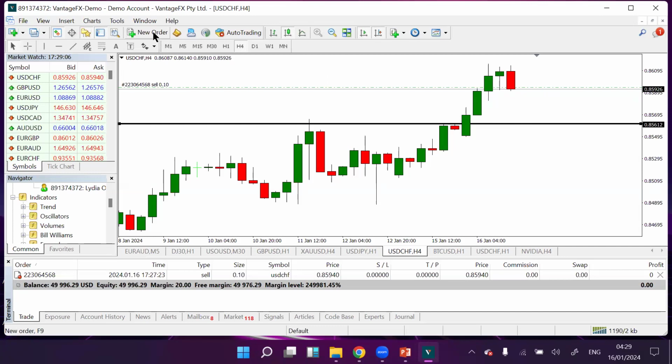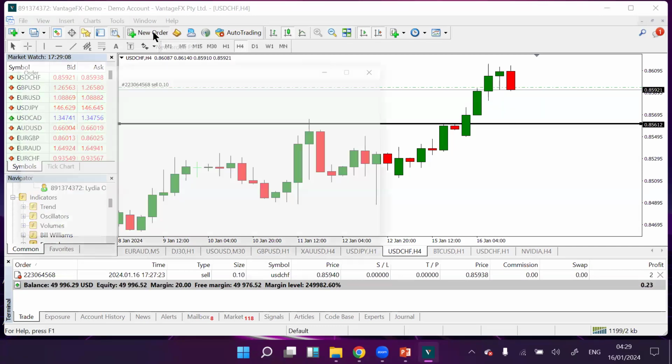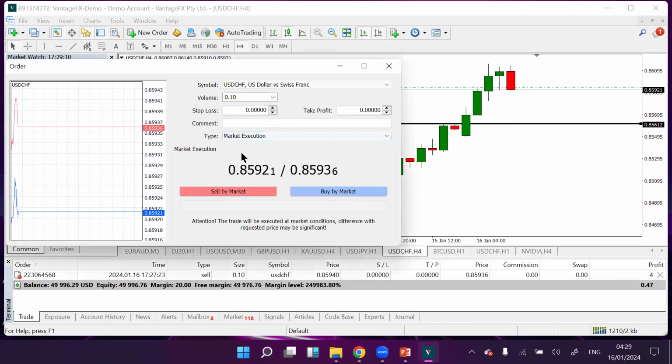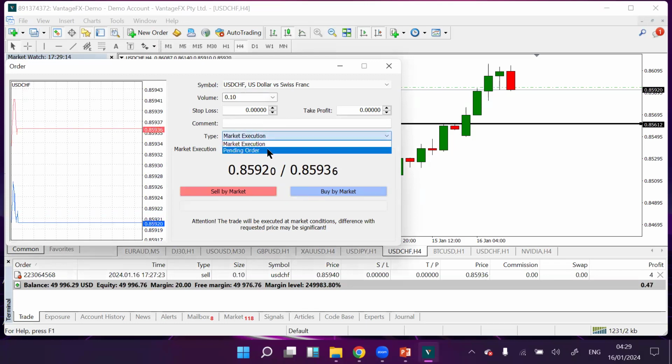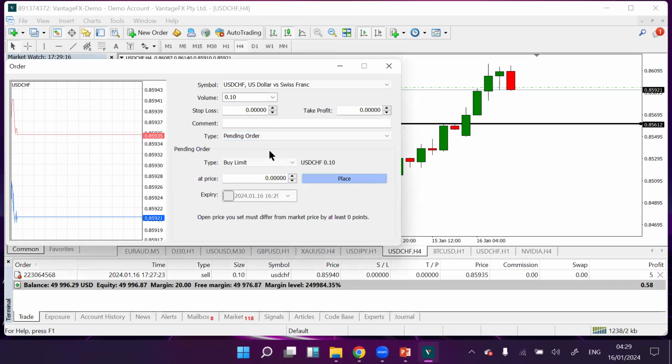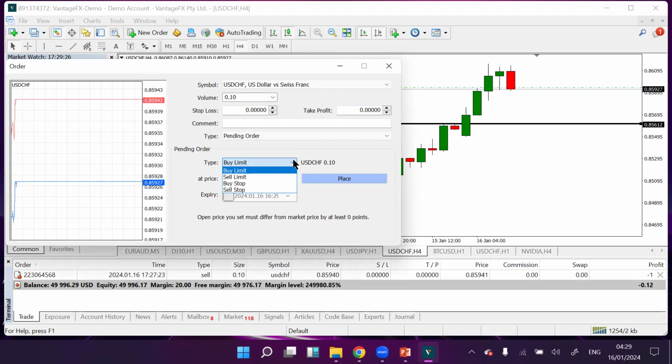So we'll come to new order. Again, we click on new order. You see, it says market execution. We pick market execution, then we go to pending order. So we're looking for a buy limit. But let's look, what else do we have there? We have buy limit, sell limit, buy stop, sell stop, right? Here we are talking about buy limit, so we pick buy limit.